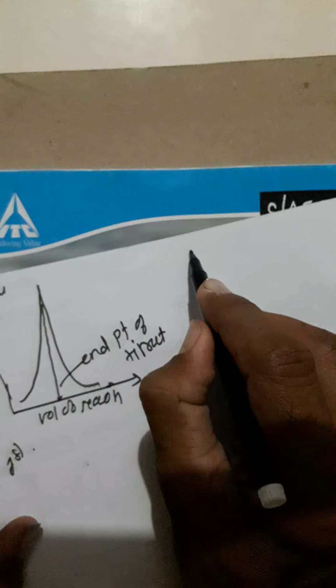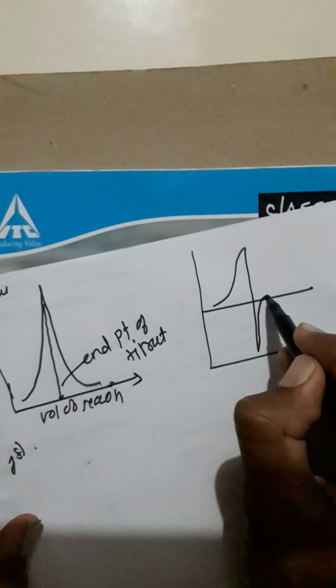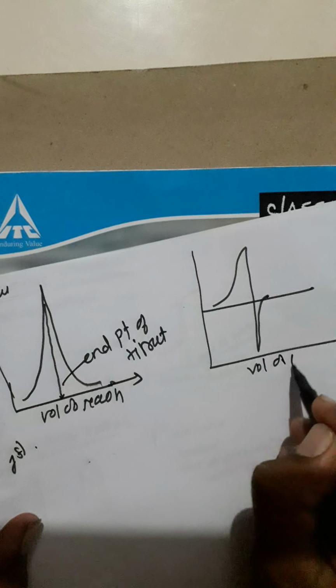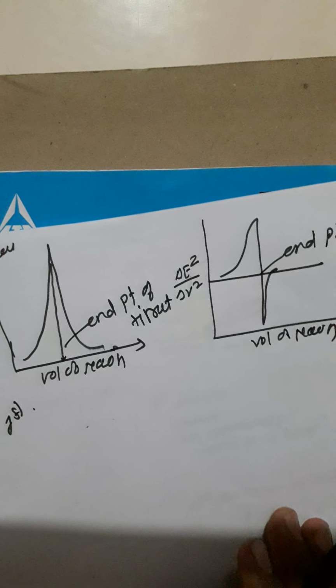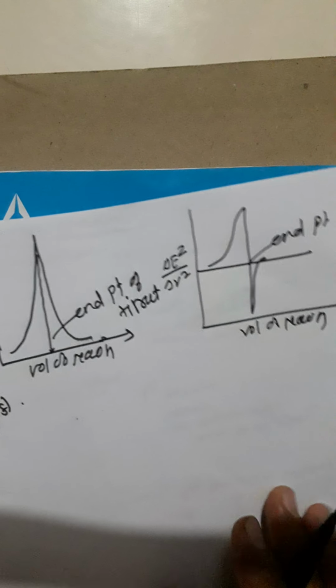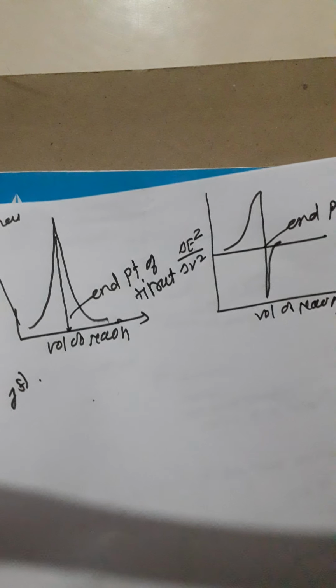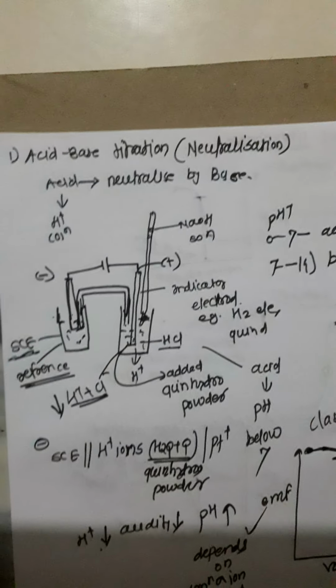This is the first derivative method, and the next one is volume of NaOH against delta E square upon delta V square. This is the end point of the acid base titration. This is the acid base titration or neutralization titration.